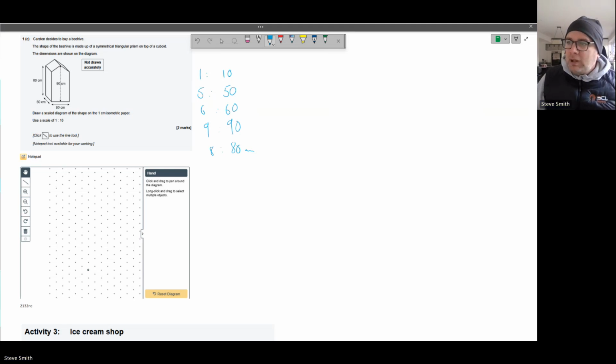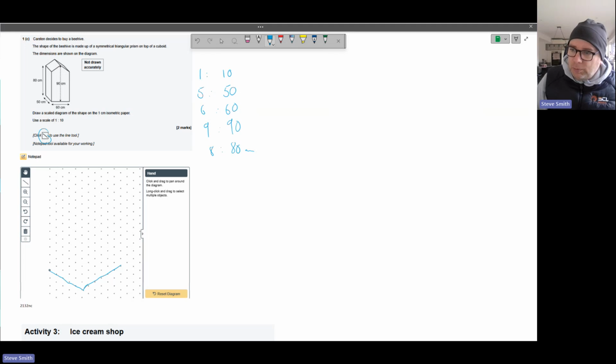So I'm going to start here, right at the edge, and I'm going to go 5. 1, 2, 3, 4, 5. And again, you'd use a straight tool. It says there, use a straight tool. And I'm going to go 6 across. 1, 2, 3, 4, 5, 6. So that's that angle I've created. I've created that square there.